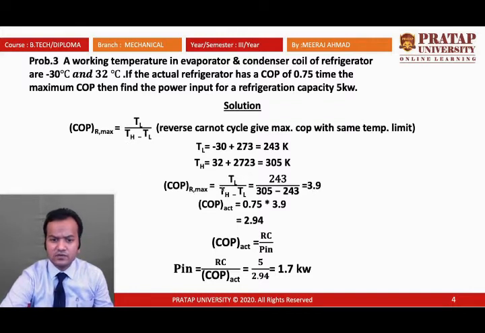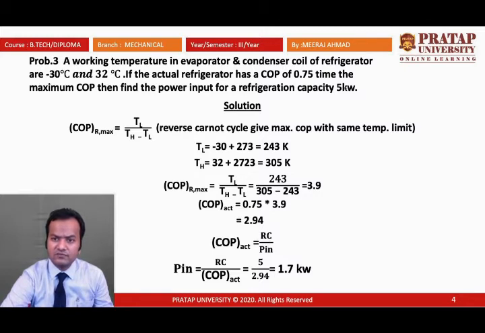From this formula, 3.9, you got the maximum COP. The actual COP is equal to 0.75 times the maximum COP of the refrigerator. Then you got the actual COP, and the actual COP is written as RC, the refrigerant effect, divided by the power input.